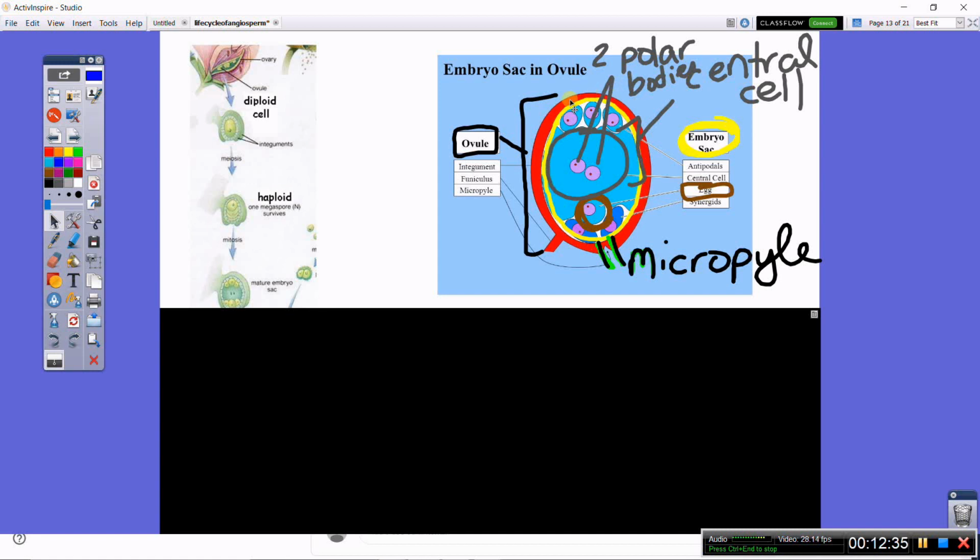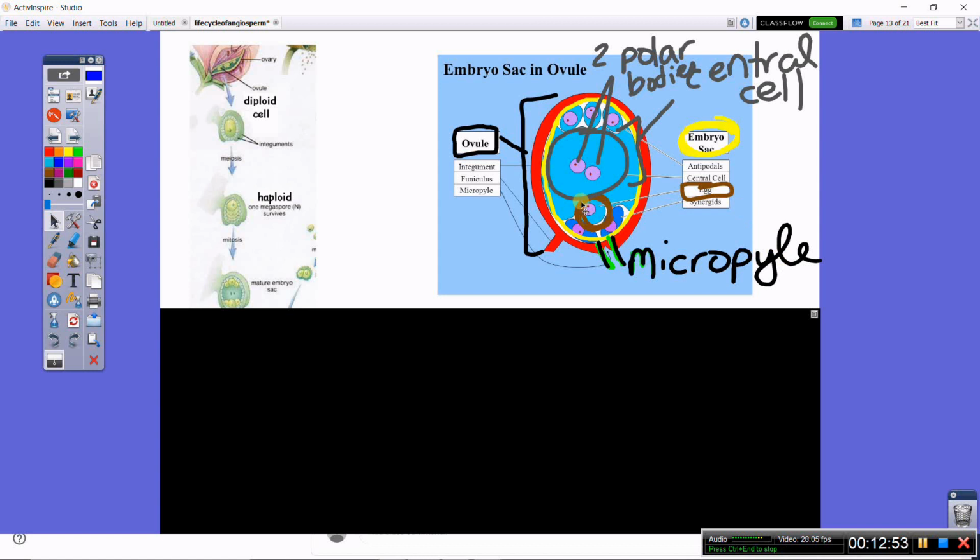Now, within there, all right, you've got a couple different things. First, remember that the entrance to the ovule is called the micropyle. Okay, that's a term that you need to be familiar with. That is the entrance to the ovule.